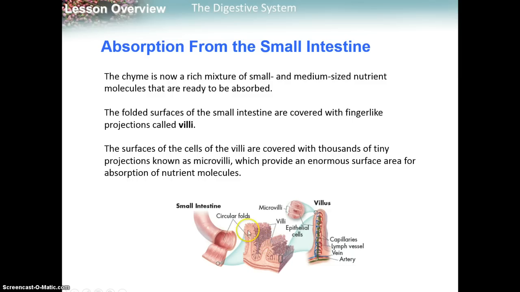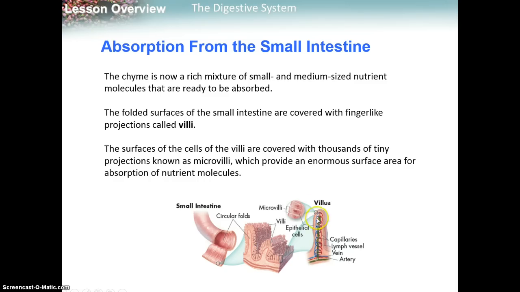The whole point of having villi and microvilli is to increase the surface area of your small intestine. I think I heard that if you took a person's small intestine and stretched out all the surface area it has, it could be the size of a tennis court, which is huge.